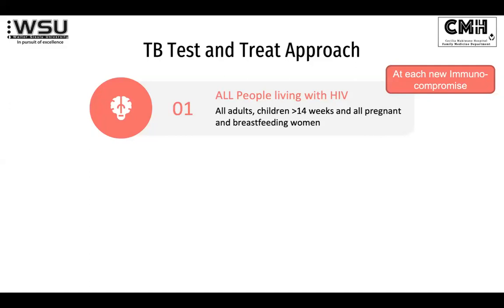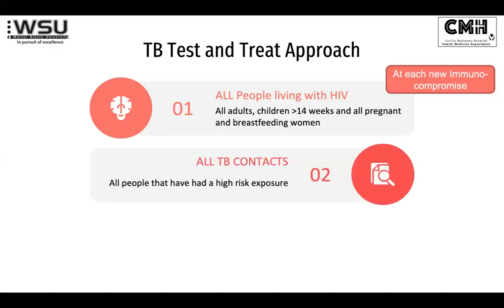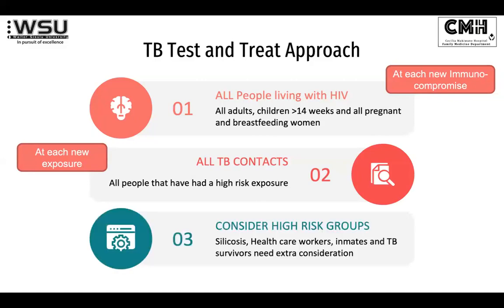What we know with the TPT is it's most effective while you're on it. So it's not going to protect you 2-3 years down the line if you have another exposure to TB. So the other big thing is looking at all TB contacts to get cover. And again, at each new exposure. So every single time you have a high exposure to TB, we'll talk about that, you get a course of TPT.